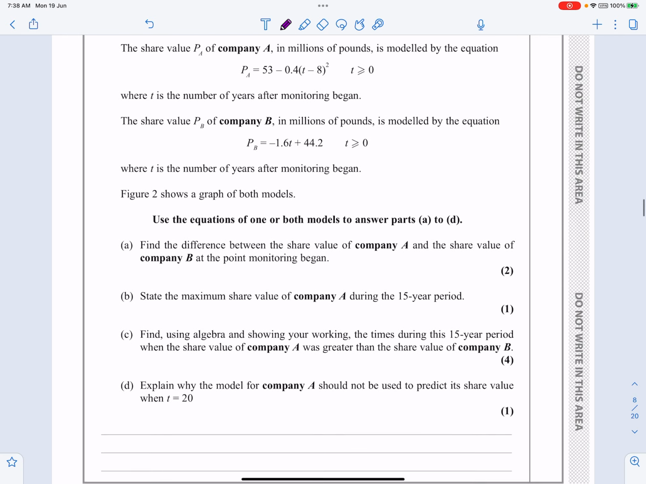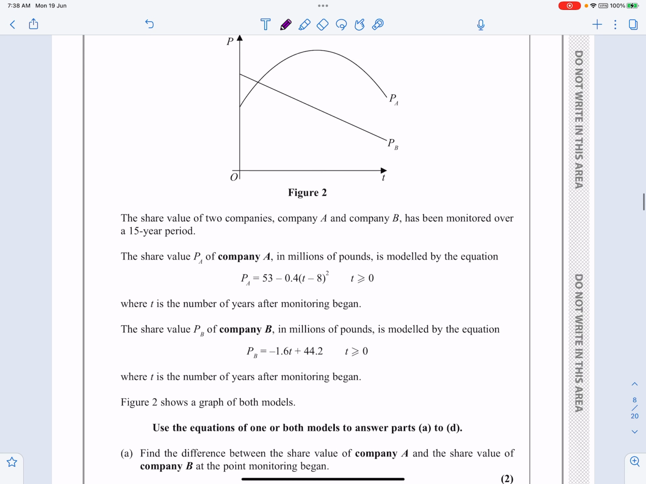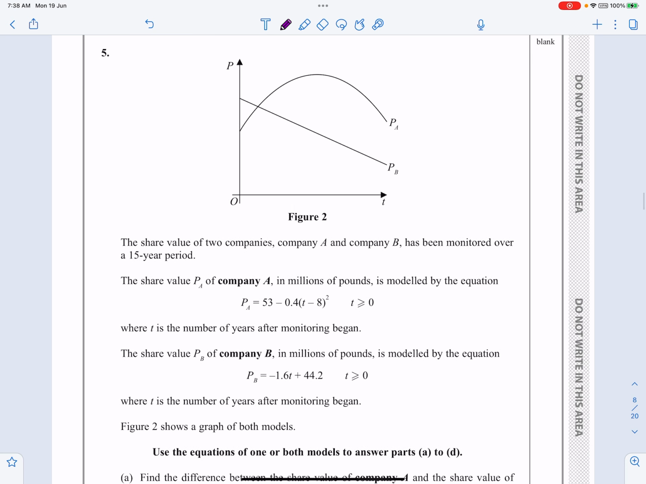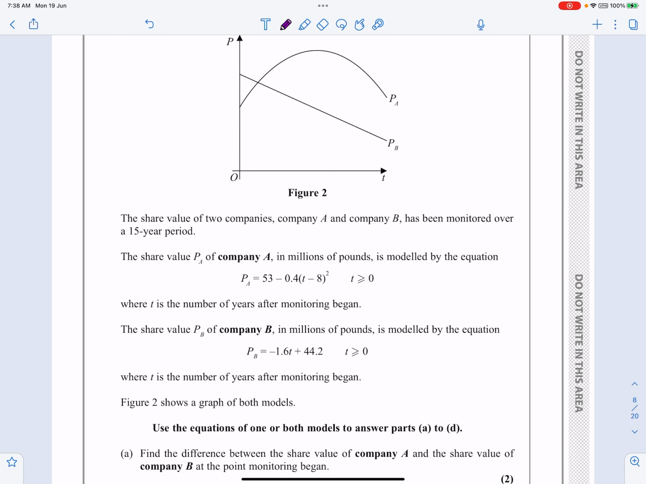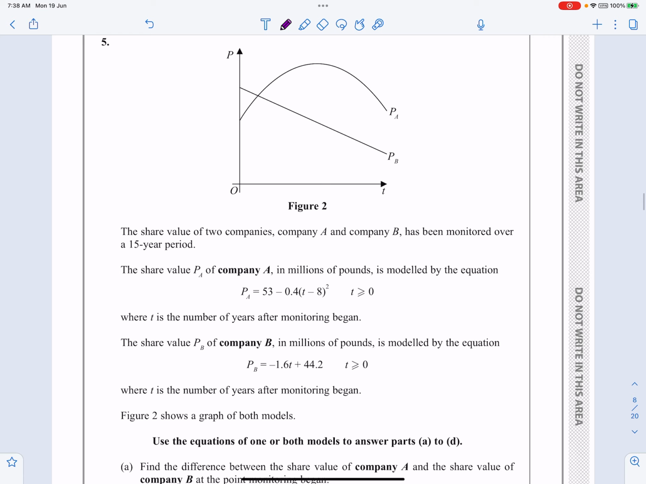We do have a link to the paper in the description, so you might want to have this one out, looking at the whole of the question while I go through and do different parts to it. But basically what we're saying is that this is a modelled share values of two different companies, company A and company B here. We can see that company A is that one, this quadratic, and company B is this one, which is a linear function.